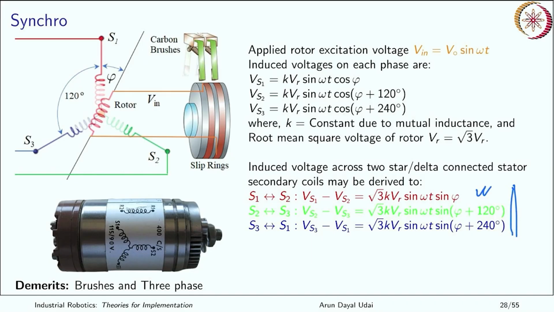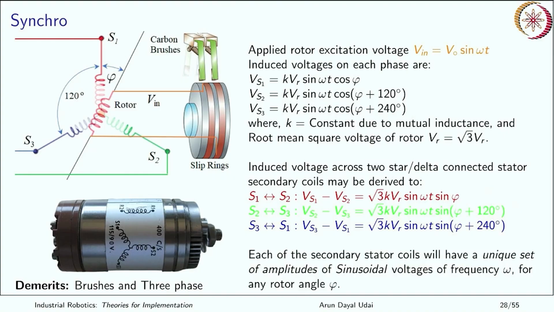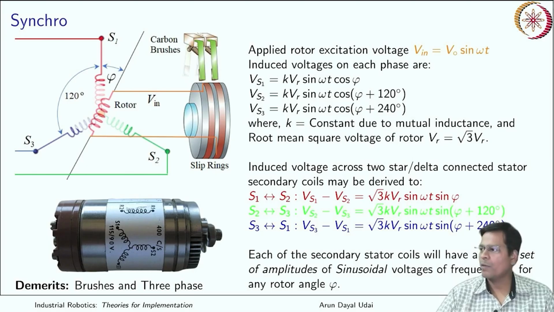It is a little bit of an older way, because it uses a slip ring, so it has its own life. You have to change these brushes quite frequently. You could have used even a simple transformer over here also, but still it has 3 wires which is redundant. Each of the secondary coils will have a unique set of amplitudes in sinusoidal voltages of frequency omega for any rotor angle psi. Got it?